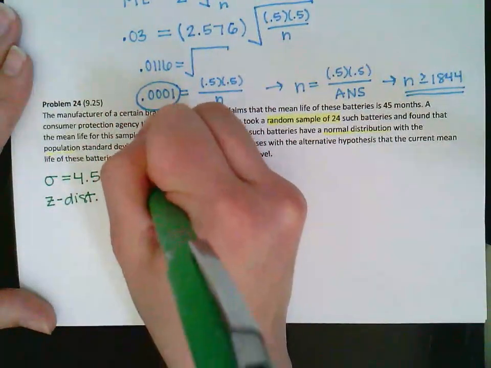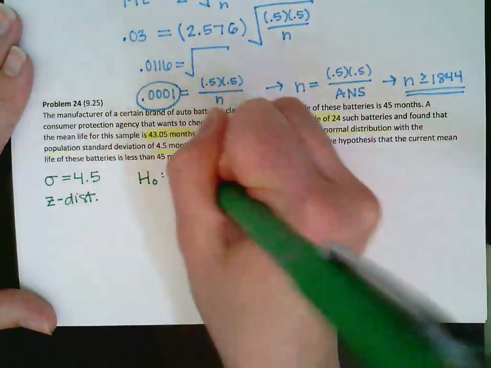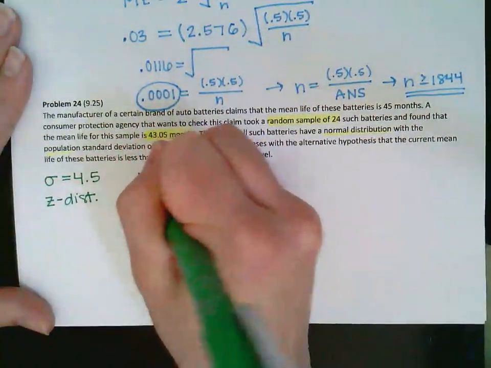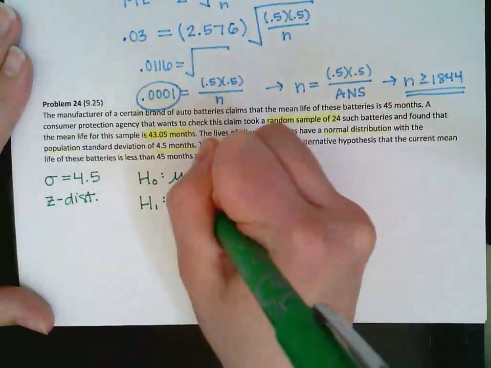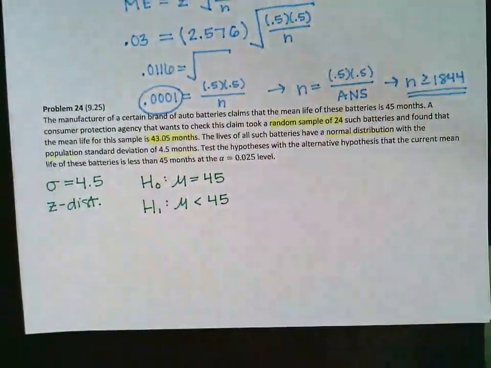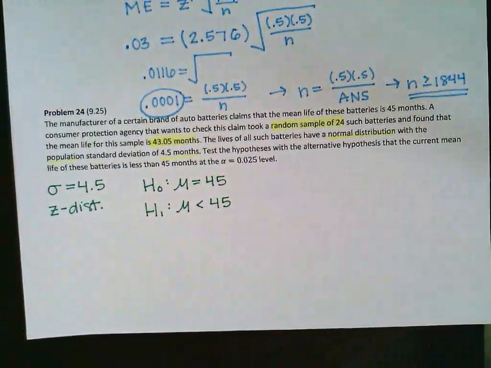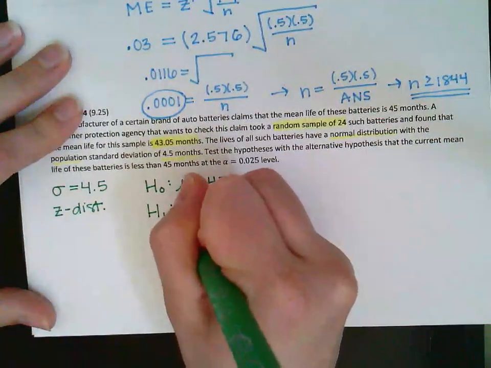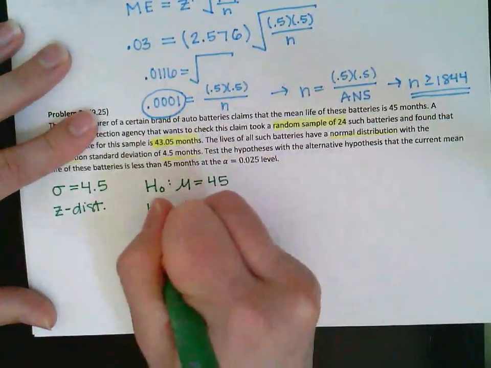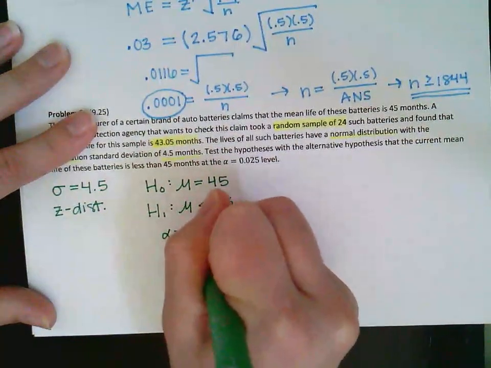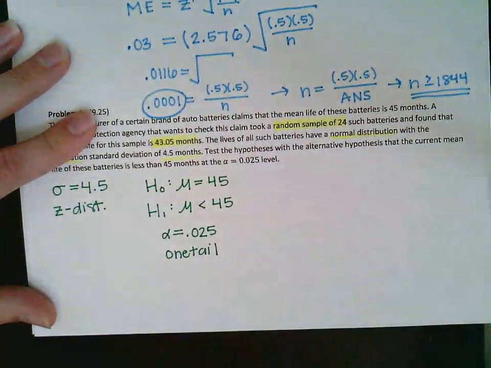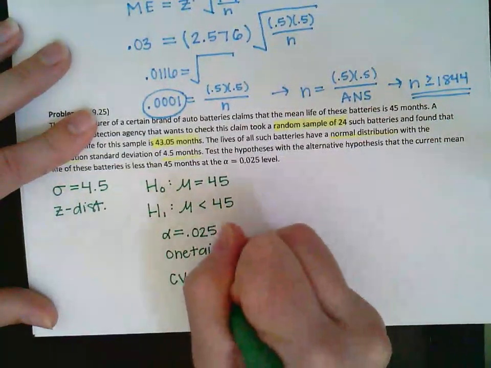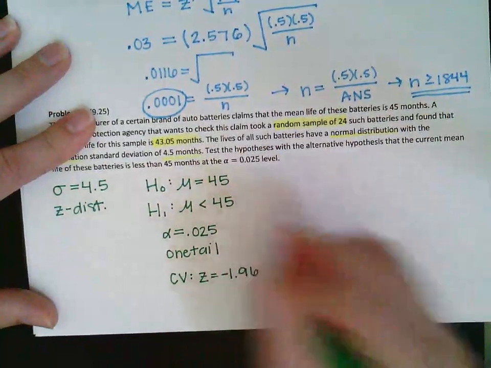Test the hypotheses with the alternative that the mean life of these batteries is actually less than 45. So that means our null hypothesis is that the mean of 45 stands. Our alternative hypothesis is, I think I might actually have significant evidence that it's less than 45. Now, at an alpha equals 0.025 level, this is a one-tailed test, and it's left-tailed too. That means our critical value is going to be z equal to negative 1.96.